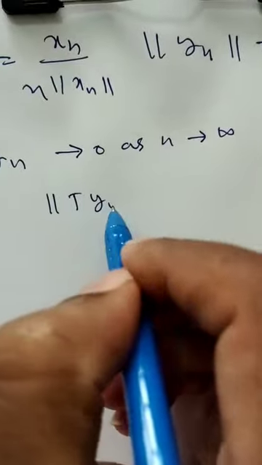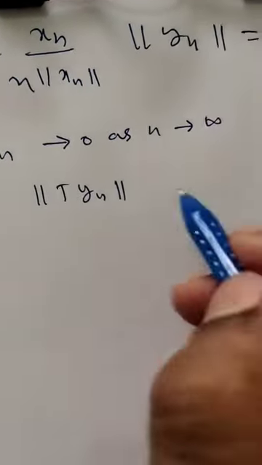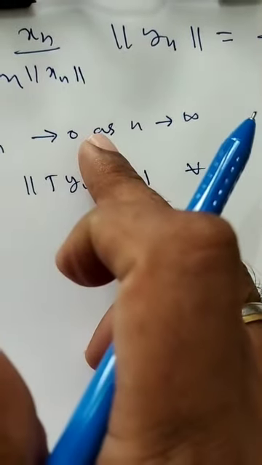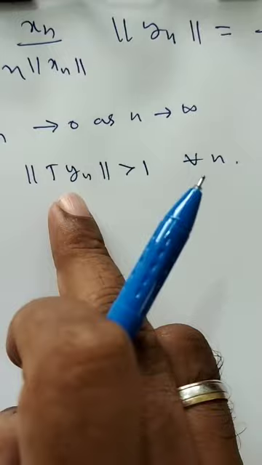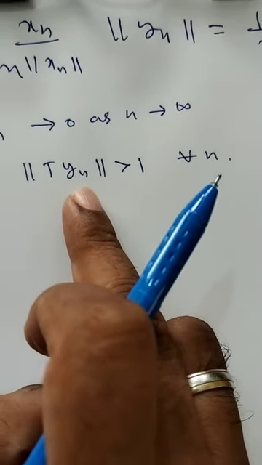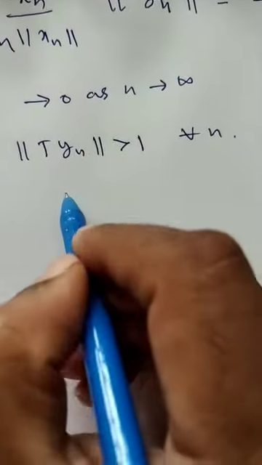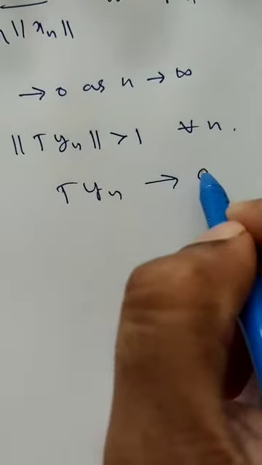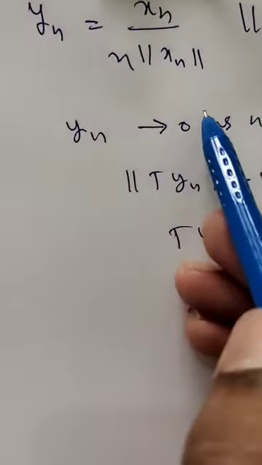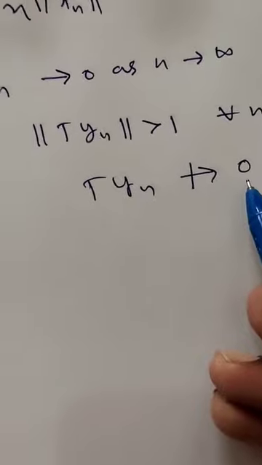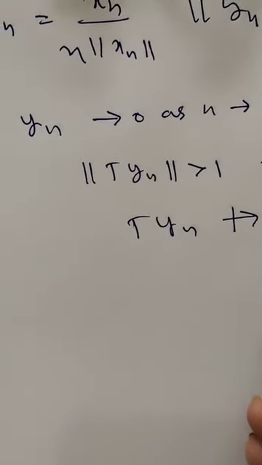But the norm of T of yn is what? The norm of T of yn is greater than 1 for every n. Now, yn converges to 0 means if T is continuous, then the norm of T of yn must converge to 0. But it is greater than 1 for every n, which means T of yn does not converge to 0. Although yn converges to 0, T of yn does not converge to 0. But this contradicts our assumption that T is continuous at the origin.